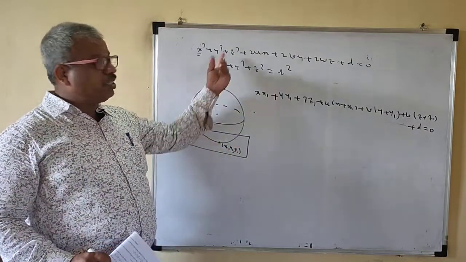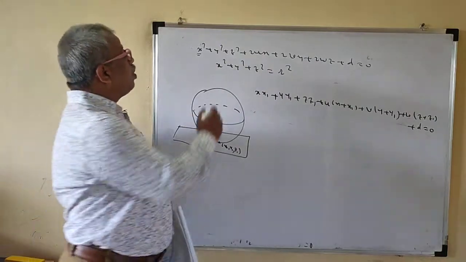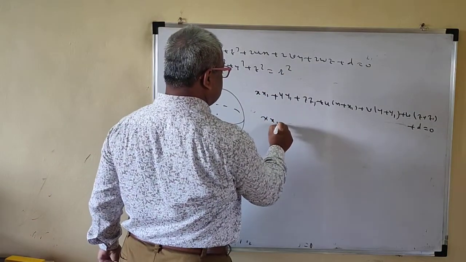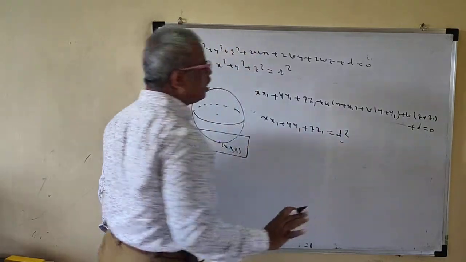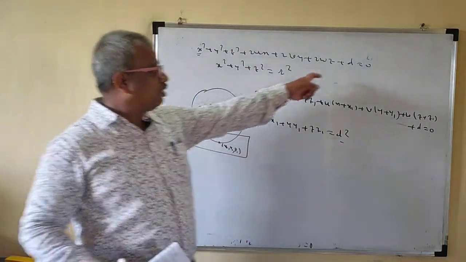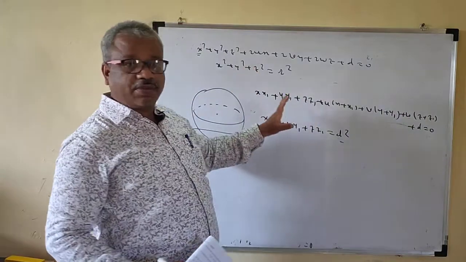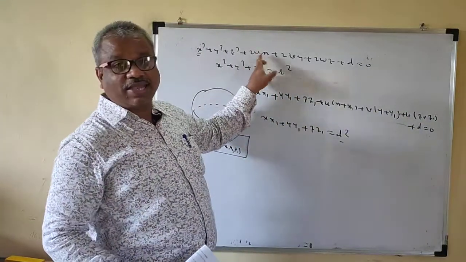So x1 y1 z1 is the point on the sphere. And for the standard sphere it is x x1 plus y y1 plus z z1 is equal to d square. Don't touch the other terms. We are not touching the other terms. If an x term is there, then we are making x as twice x.